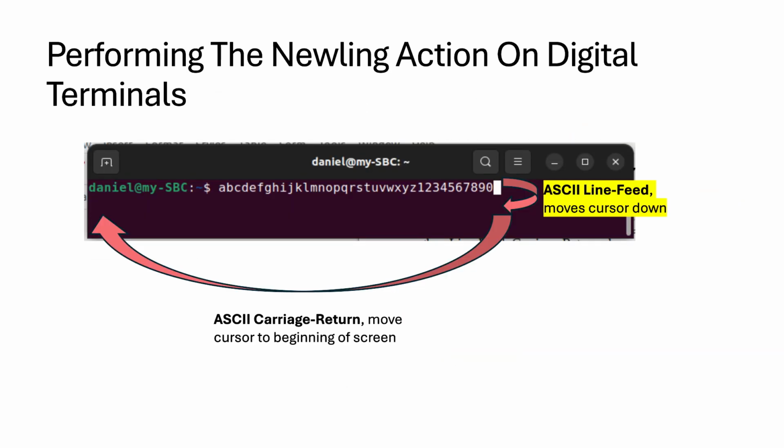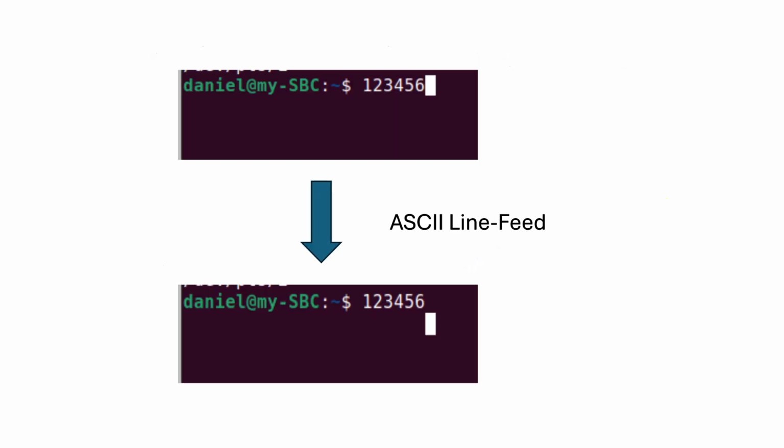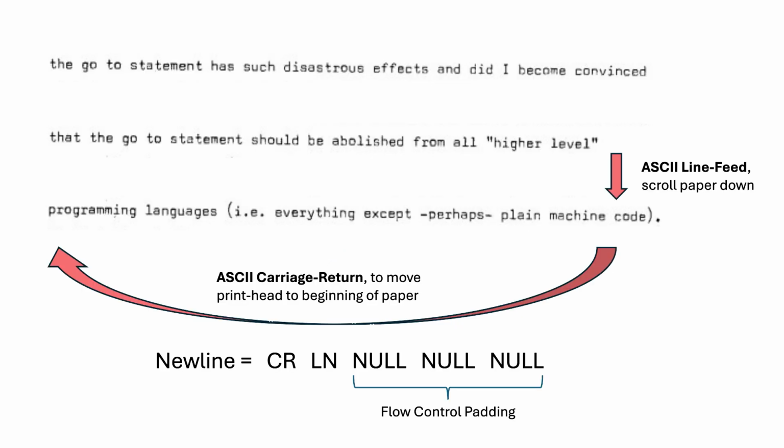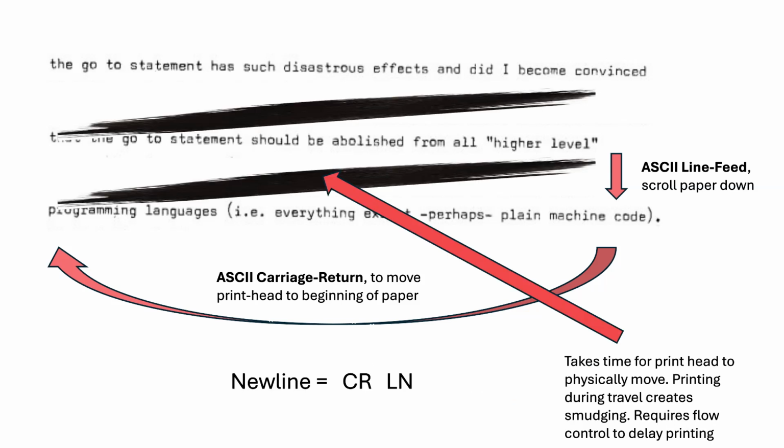Many different textual display devices have differing new line conventions. For example, digital terminals require both a carriage return and a line feed character to move the cursor to the beginning of the next line. Passing just a line feed character itself simply moves the cursor down vertically, but not horizontally. Paper-based displays require both a carriage return and line feed character, in addition to flow control padding around the new line. Without this flow control padding, characters would be printed to the paper while the carriage is moving, creating a large, ugly smudge of ink on the paper.